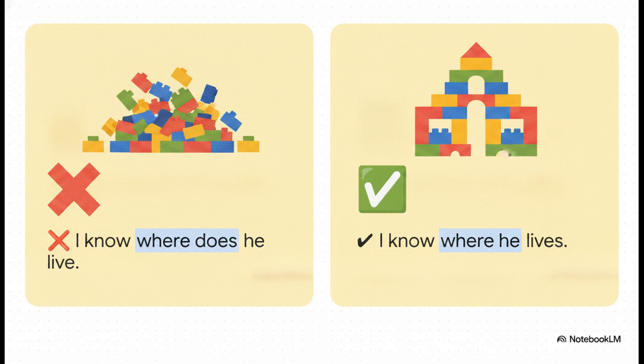The number one trap, by far, is word order. You might hear someone say, "I know where does he live." Huge mistake. Even though we're using a question word like where, a noun clause is embedded inside a statement. Therefore, it absolutely must use statement word order. So the correct, beautifully structured way to say it is, "I know where he lives." Subject, then verb. Always, always keep that in mind.